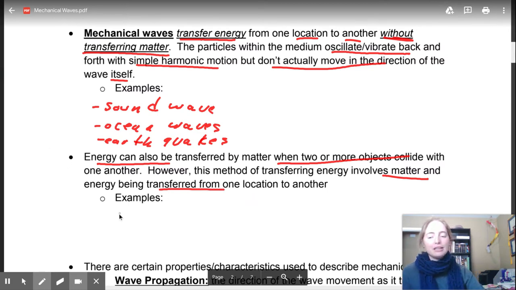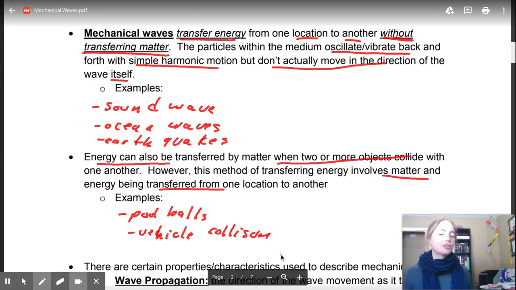Your example is a collision of pool balls. The energy is transferred as the pool balls collide, but these pool balls are actually moving farther in one direction. Okay, a vehicle collision is another example of energy being transferred via matter. But it's not a wave, because the matter is moving without simple harmonic motion.